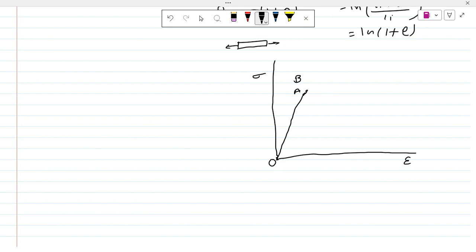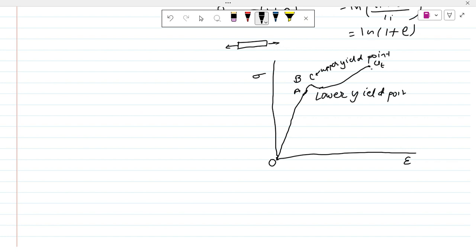After the elastic limit, the bar starts to yield, deforming like a plastic material. This is C, the upper yield point. If we lower the stress slightly from the upper yield point, the strain still increases, and this is known as the lower yield point. From the lower yield point onward, stress changes up to the ultimate stress.